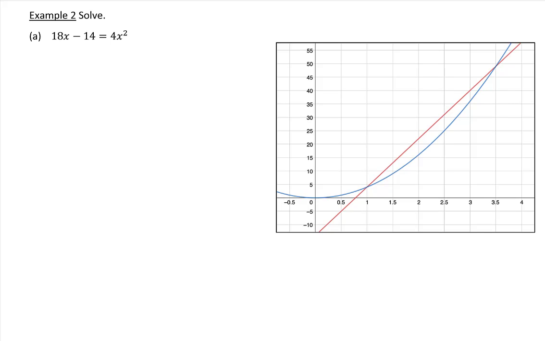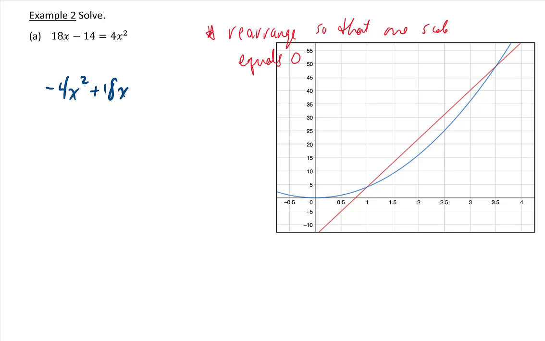So let's change it for any scenario. It doesn't have to be just let y equal a number. As long as we have a quadratic on the left or right side or on both sides, we can solve using a similar method. So step 1 is always the same. Rearrange so that one side equals 0. So for this one, let's say I move the 4x squared to the left side, or minus 4x squared from both sides. I'm going to get negative 4x squared plus 18x minus 14 equals 0.